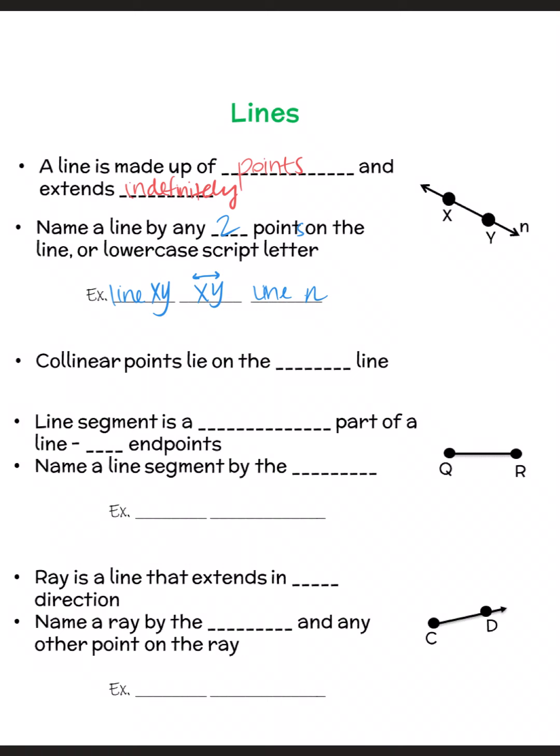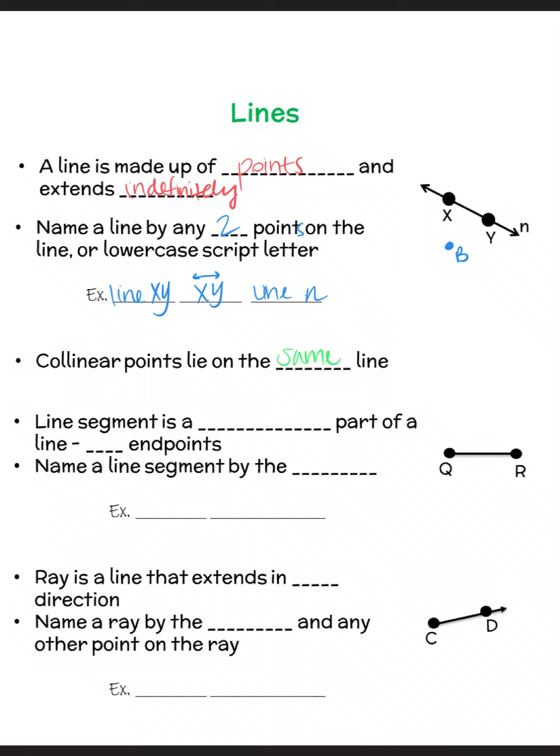All right, we have collinear points, and those are points that lie on the same line. So what does that mean? X and Y here are collinear because a line goes straight through them. If I had another point out here, point B, then B would not be collinear to Y because they are not on the same line.